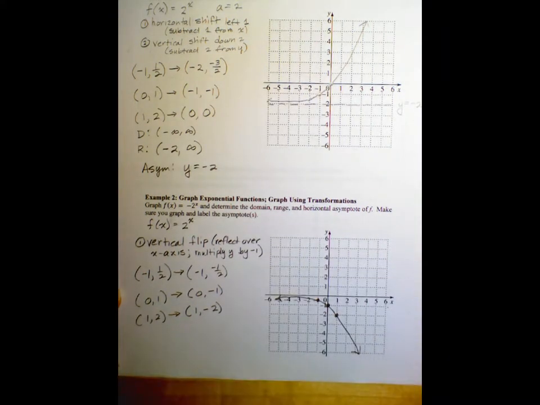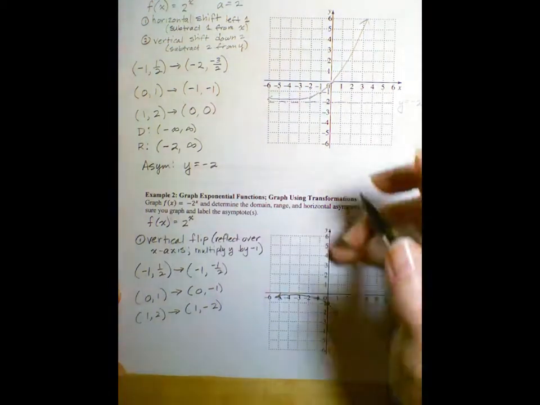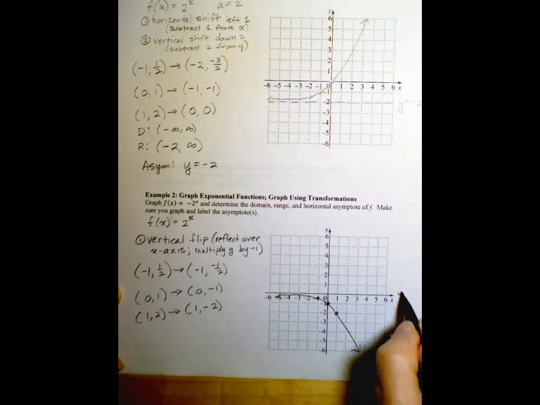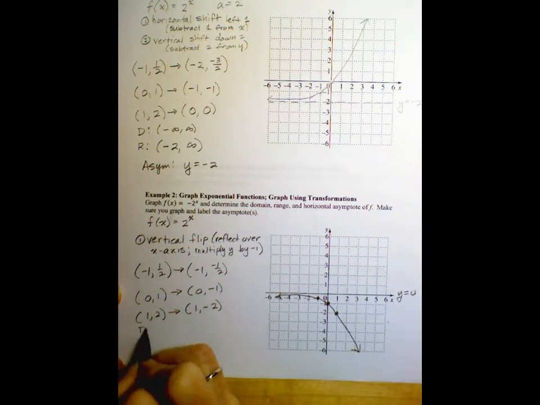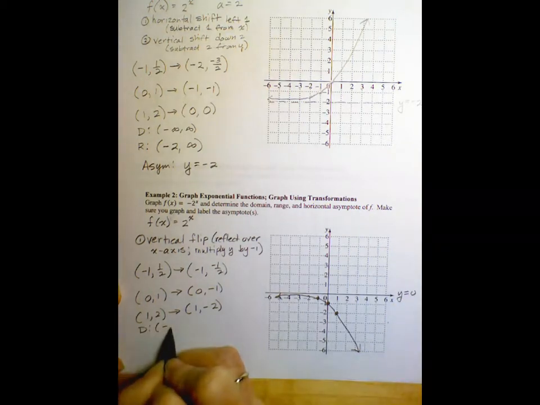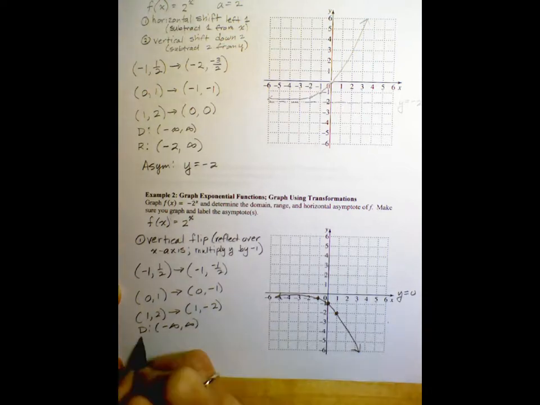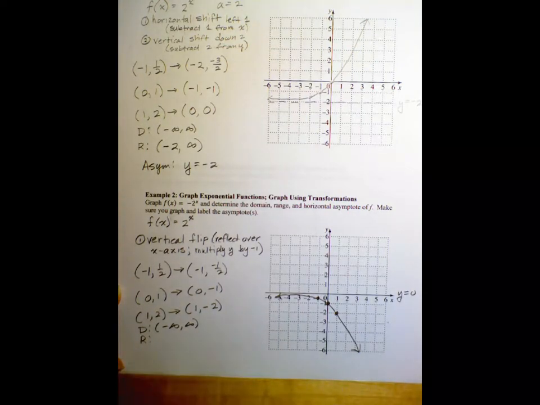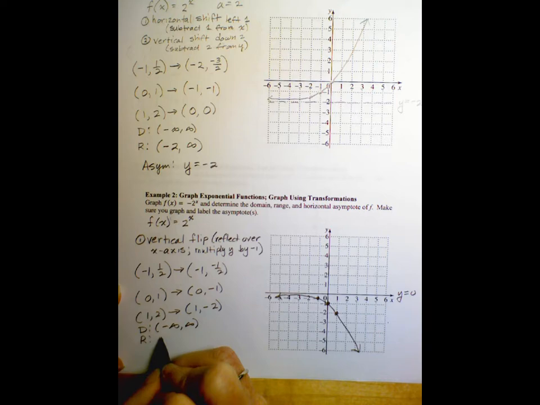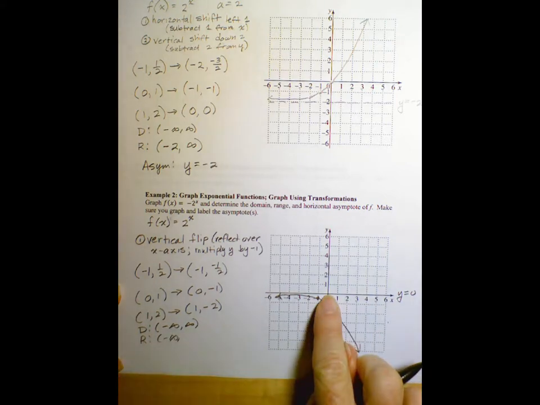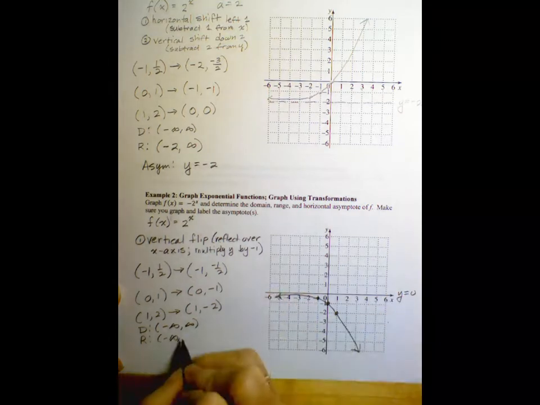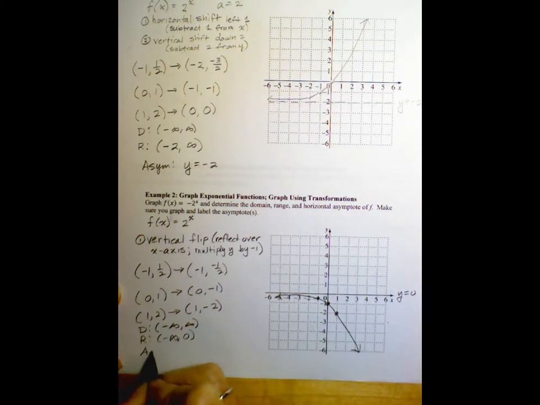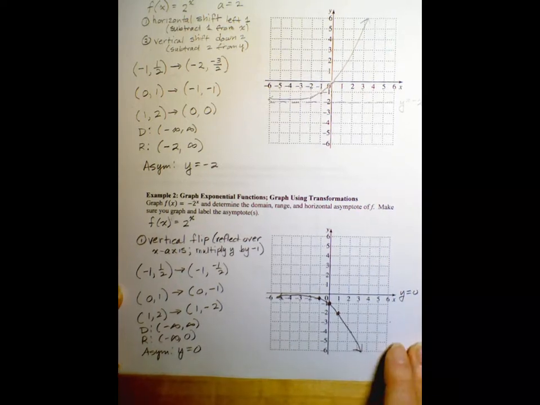So what is our horizontal asymptote? That hasn't changed, has it? We didn't move vertically, so y equals 0 is still our horizontal asymptote. Domain, still all real numbers. The range, though, low to high, is negative infinity to almost 0, but we never will get there, right? And of course, our asymptote is the x-axis, y equals 0.